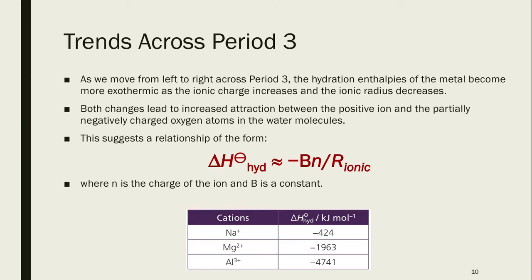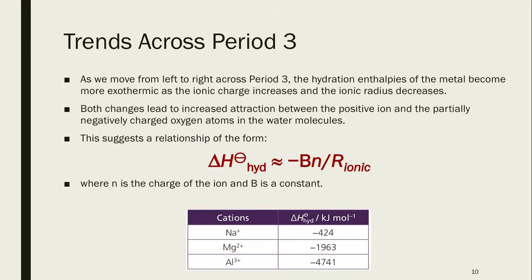One other thing we can look at is the trend across period 3. So before we were looking at the group and the size, but let's say we move left to right across period 3 and look at the enthalpy of hydration for metals. Well, they become more exothermic for 2 reasons. The ionic charge increases and the ionic radius decreases. So this is very, very similar to what we saw with the relationship between charge and radius with lattice enthalpies.